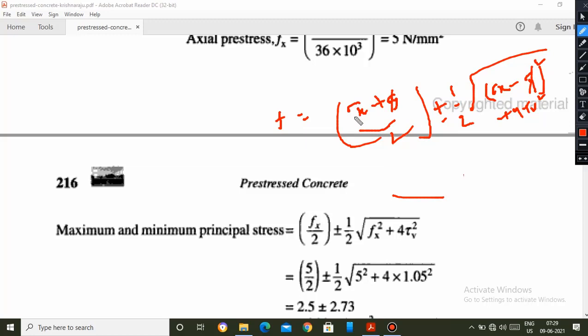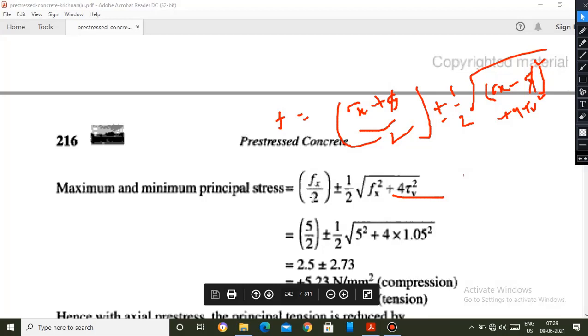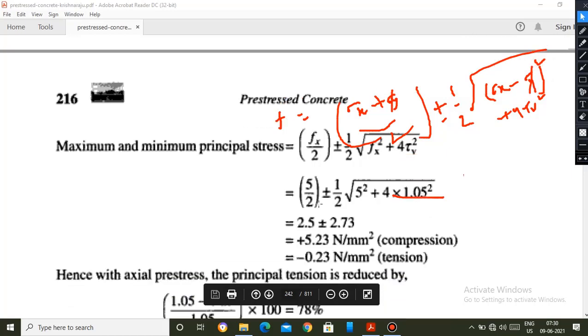Here you can write either sigma x or fx. Hence the maximum and minimum principal stress is equal to fx by 2 plus or minus 1 by 2 into square root of fx square plus 4 tau v square. That is 5 by 2, since the axial pre-stress we calculated as P by A is 5, so 5 by 2 plus or minus 1 by 2 into square root of 5 square plus 4 into 1.05 square. By substituting, 5 by 2 is 2.5, and by calculating the square root of 5 square plus 4 into 1.05 square we get 2.73.